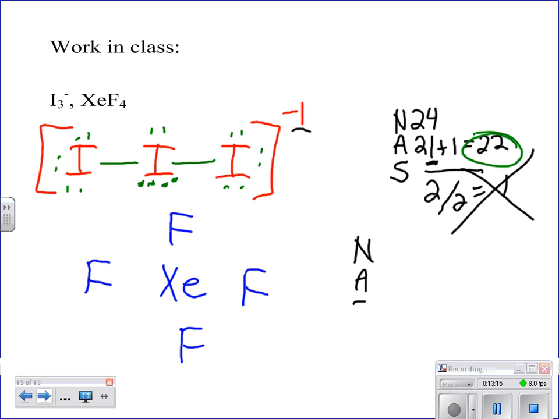Needed, available, and shared. Needed. 40. And available. 28 plus 8, 36. So again, yes, you would get 4. You could try and go through that. That just doesn't compute. So we toss that. We go ahead, do our single bonds. Make our fluorines happy by giving them a full octet.